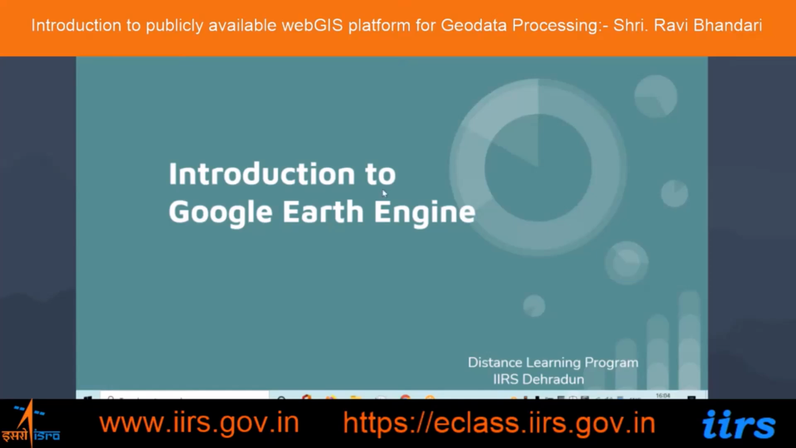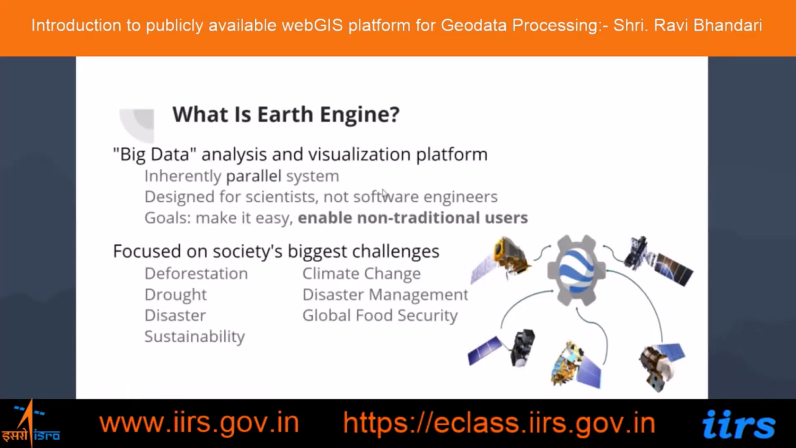So now let's start with what is Earth Engine. Earth Engine actually is much more than our traditional GIS systems. Earth Engine is a big data analysis and visualization platform, so it offers a lot of functionalities compared to traditional GIS systems. Big data means there is a lot of data available at the Earth Engine. Plus, it provides you a mechanism to access and process that huge amount of data in very little time. So these are the basic properties of Earth Engine.